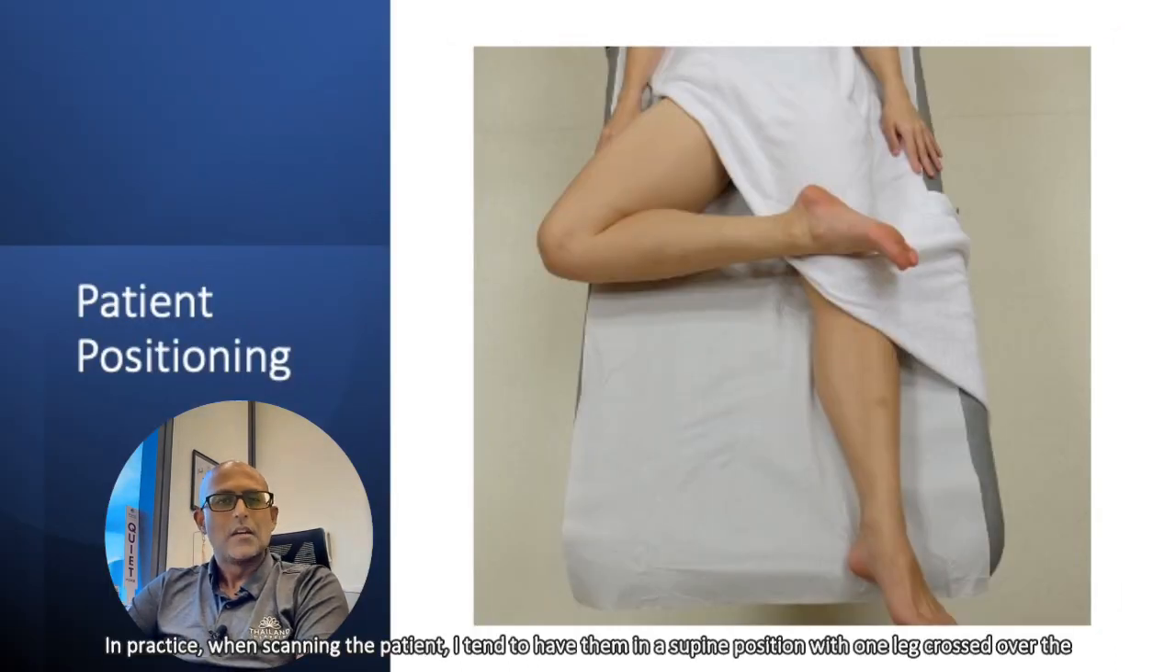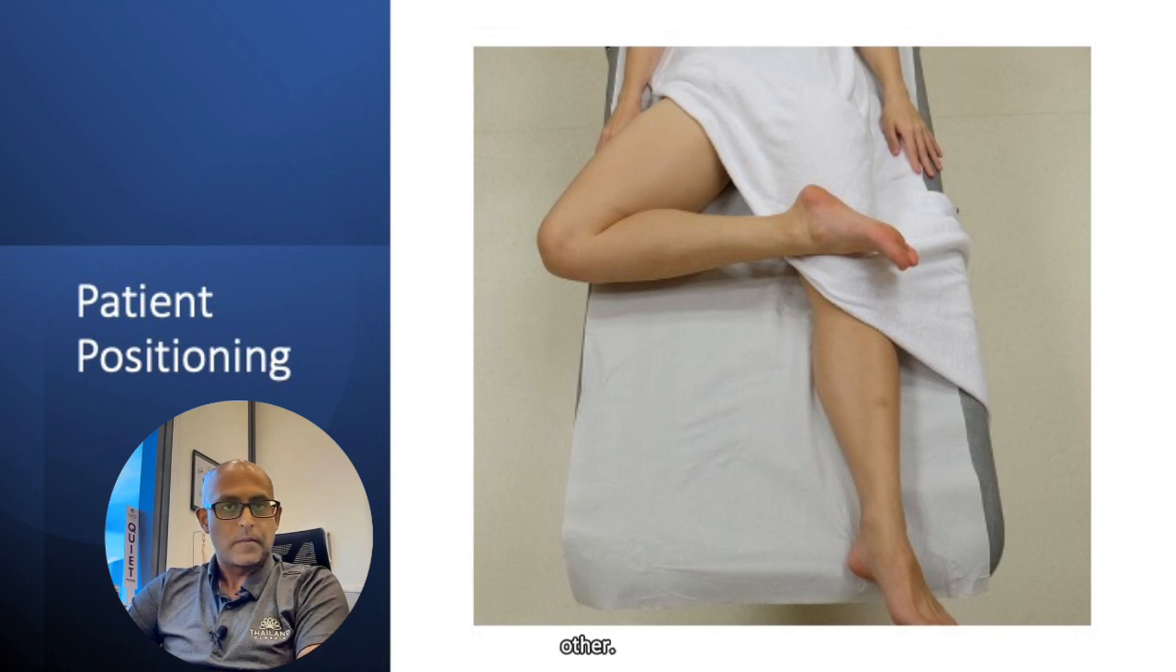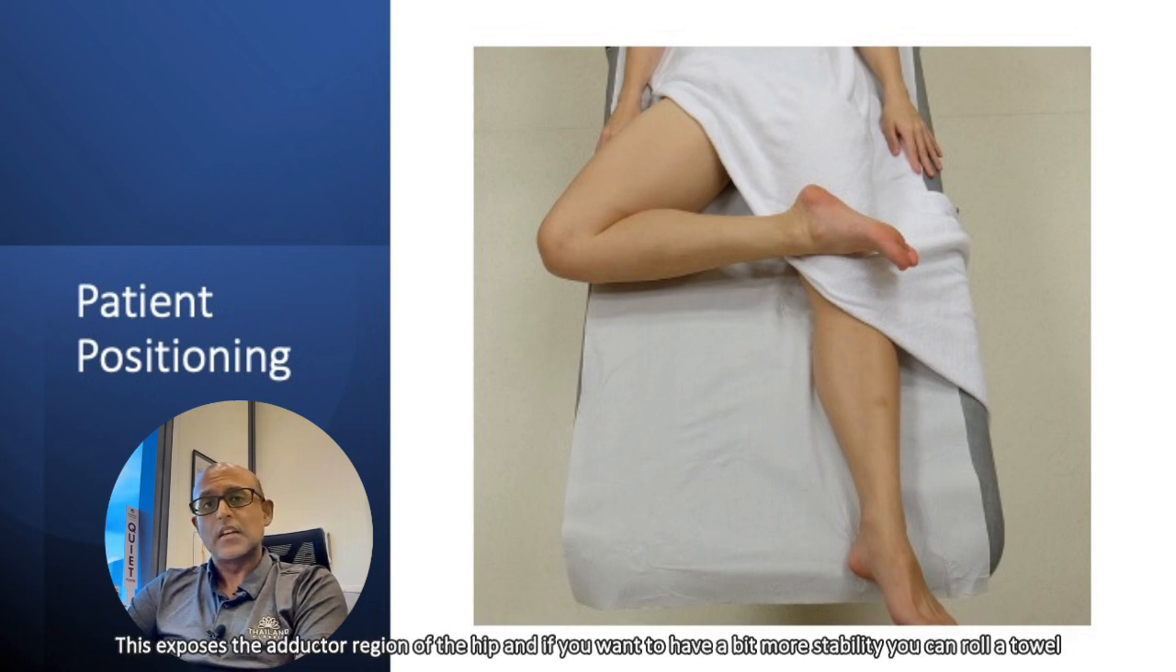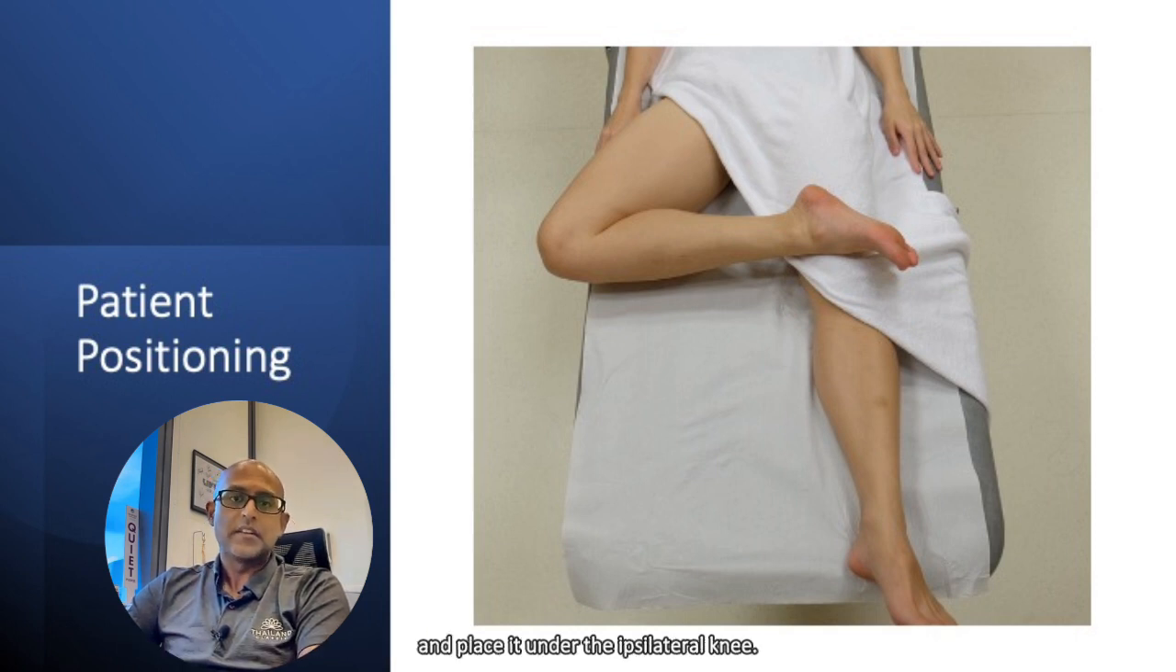In practice, when scanning the patient, I tend to have them in a supine position with one leg crossed over the other. This exposes the adductor region of the hip, and if you want to have a bit more stability, you can roll a towel and place it under the ipsilateral knee.